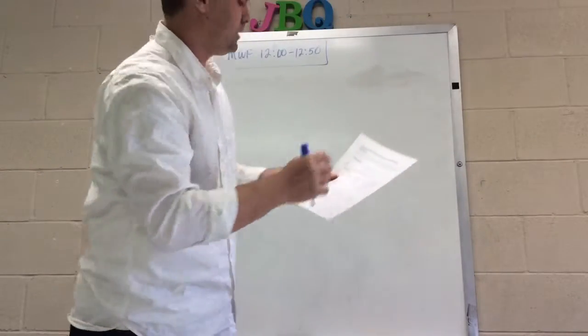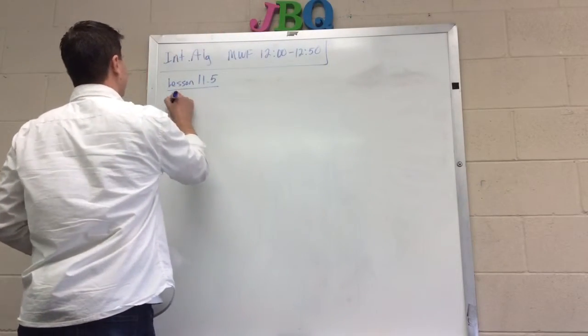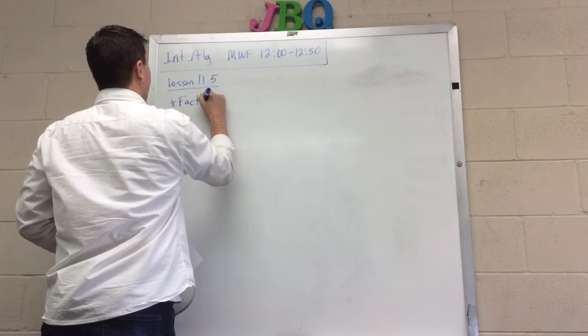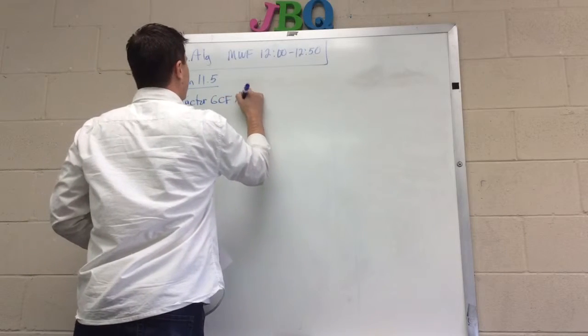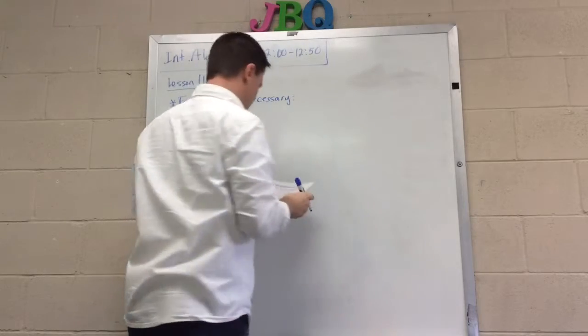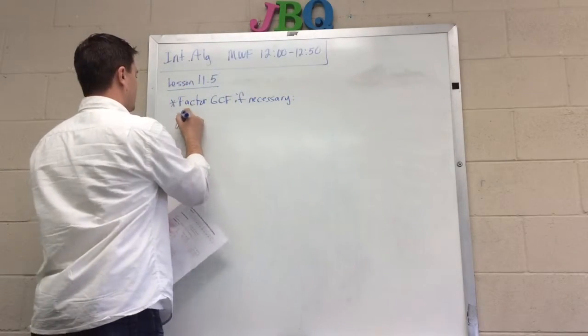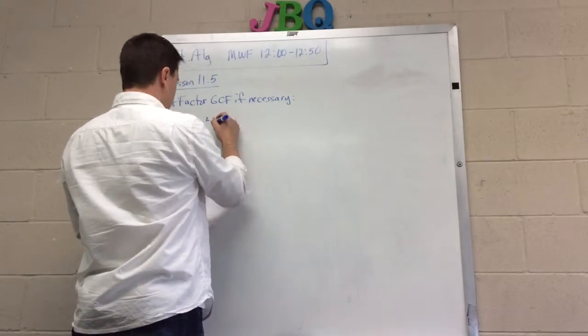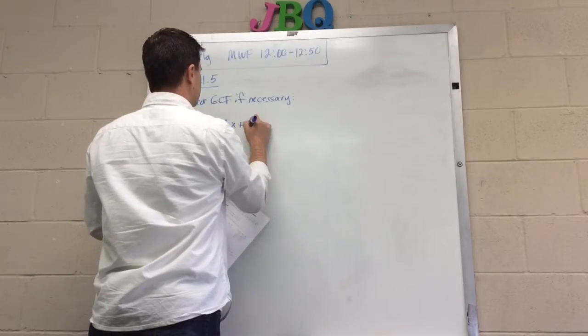It says here, don't forget to factor out a GCF if necessary. So some of these might have a GCF, some of these might not. Here is example number 1: x squared plus 16x plus 64.